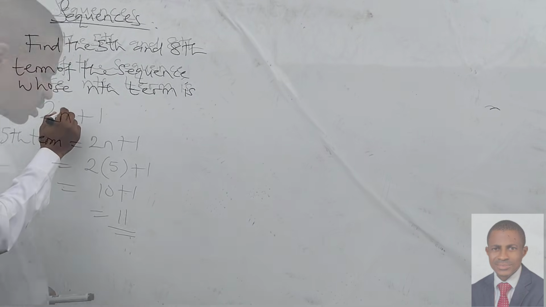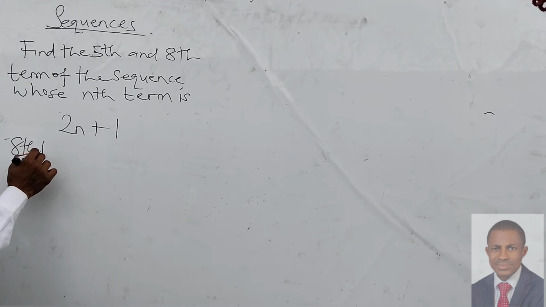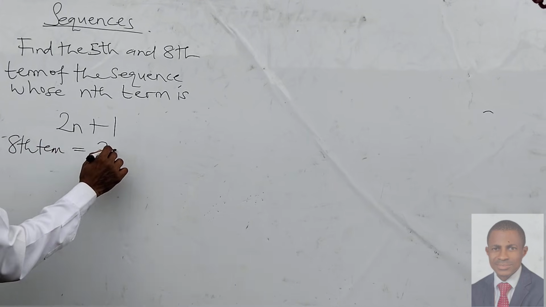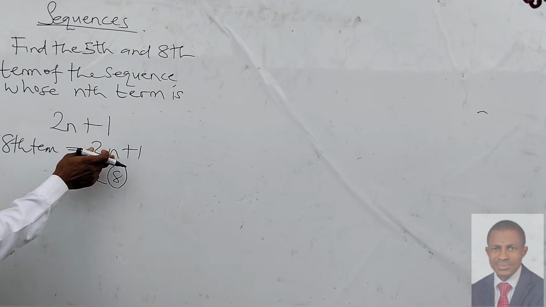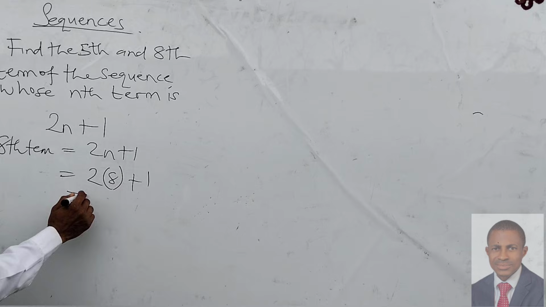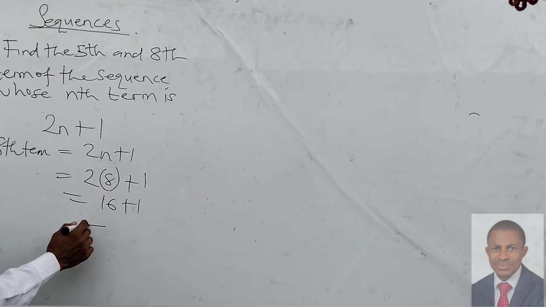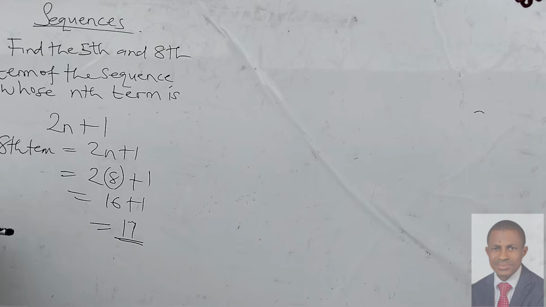Let's look at another question of 2n plus 1. The eighth term of 2n plus 1 would be 2 into bracket 8. This n will take the number 8, plus 1. That will be 16 plus 1, and that will give us 17. This is how to solve this.